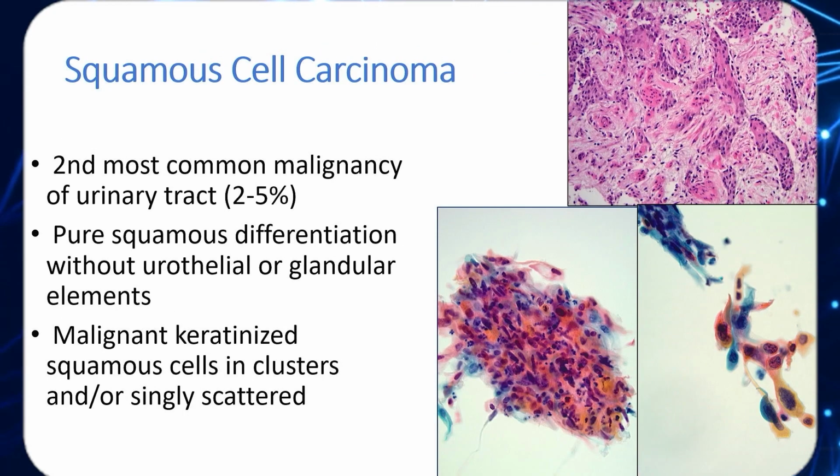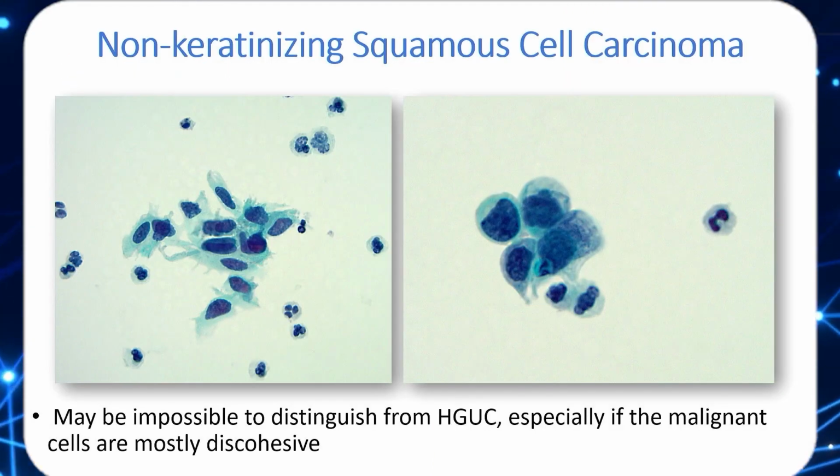So squamous cell carcinoma, second most common malignancy of the urinary tract after high-grade urothelial carcinoma, should have pure squamous differentiation. If it's a keratinizing squamous cell carcinoma, it's an easy call to make. Again, it's the non-keratinizing squamous cell carcinomas which can be very challenging, because there are overlapping features between a non-keratinizing squamous cell carcinoma, say with a comparative example of high-grade urothelial carcinoma. It can be quite a bit of challenge and may be impossible at times.